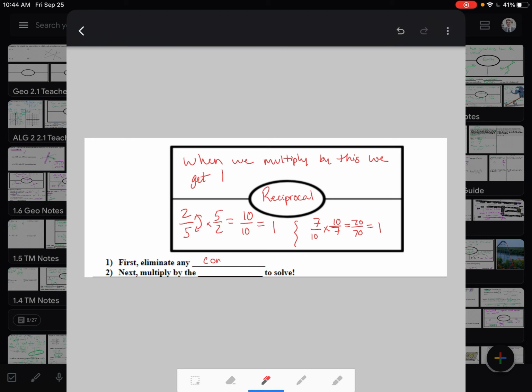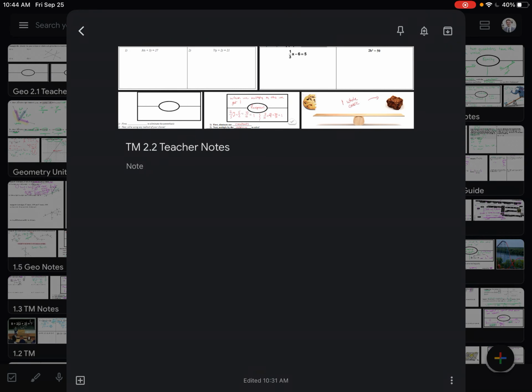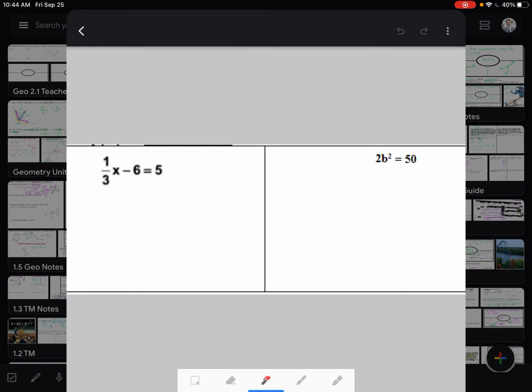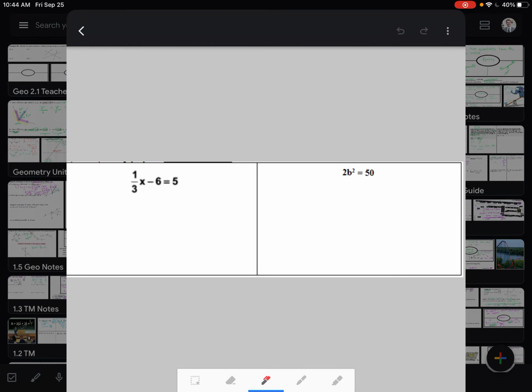So our first step is to eliminate any constants that are there, and then our next step is to multiply by the reciprocal to solve when we see fractions. Very similar steps. The only difference is that last step: to get the variable alone, we are multiplying by the reciprocal. So let's take a look here. On the first one, we're going to add 6 to both sides. Step number 1 said to eliminate the constants, and we eliminated it on the left side, and on the right side we're left with 11.